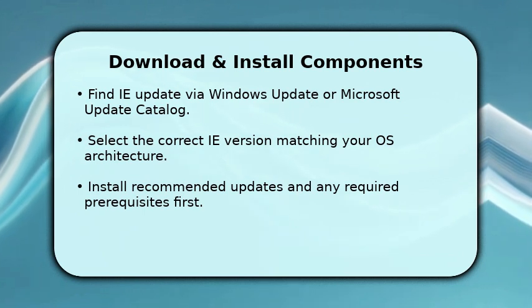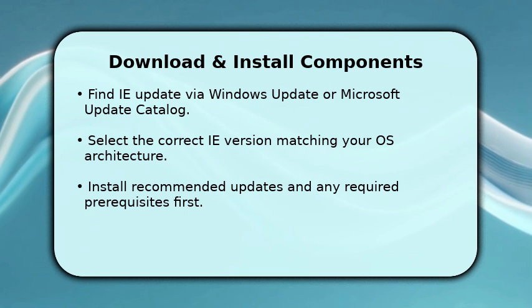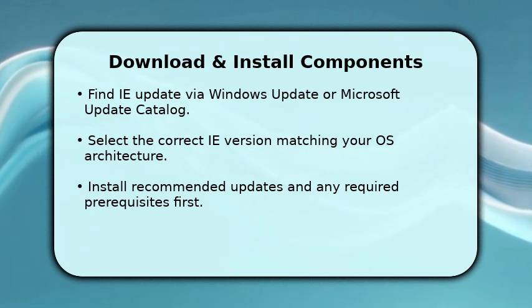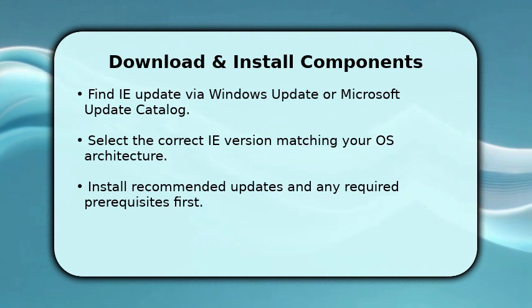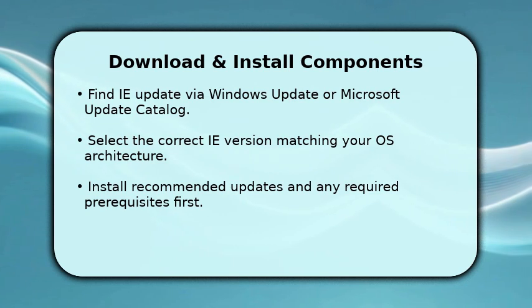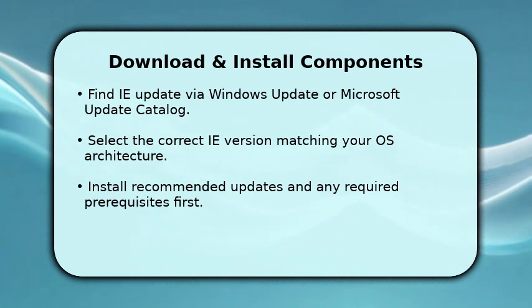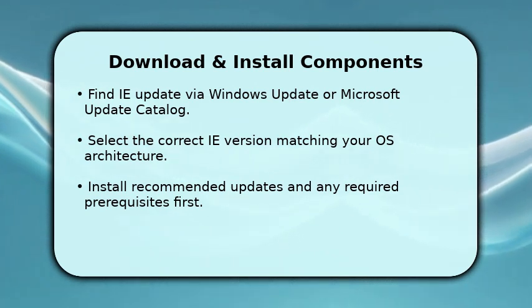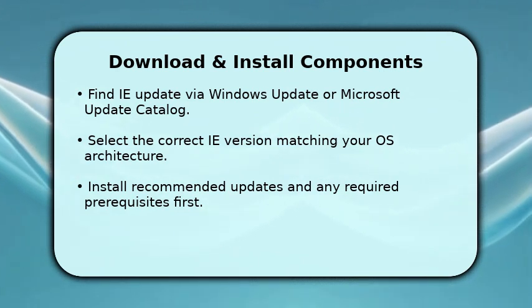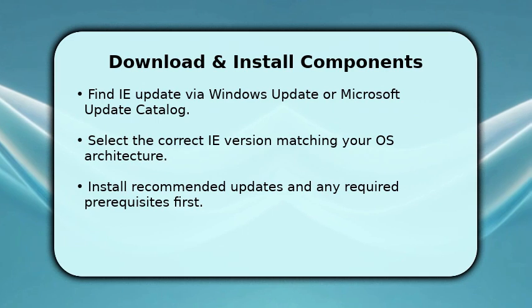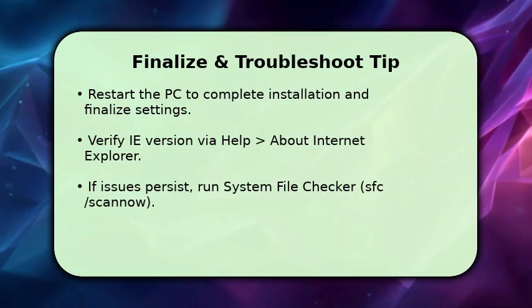If the update isn't shown, visit the Microsoft Update Catalog to download the exact KB for your Windows 7 architecture, then run the installer as administrator. Follow on-screen prompts, accept the license, and let the installer apply files. This step may take several minutes and may reboot the system automatically to finish applying changes. After installation, restart your computer to complete setup and apply system changes.